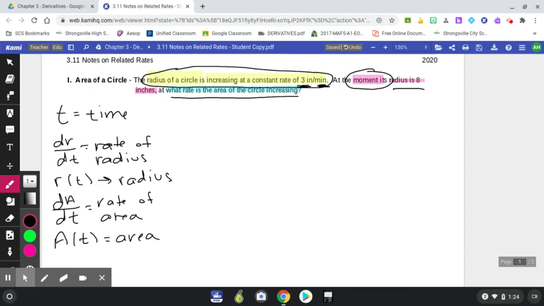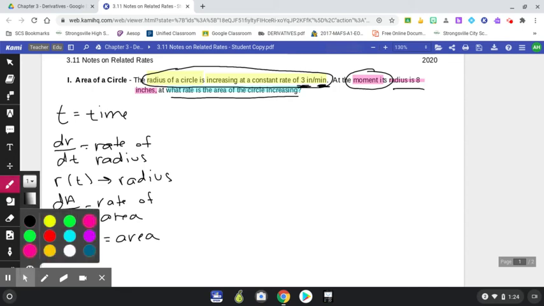So these are definitely adding the layers. We have time happening here. We have a radius at a given time. We have an area of a circle at a given time. And we have information about the rate at which the radius and the area are changing.